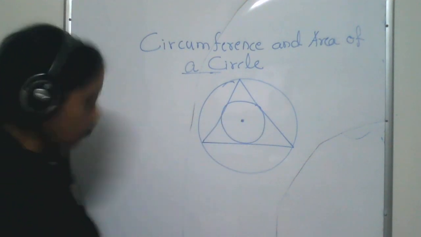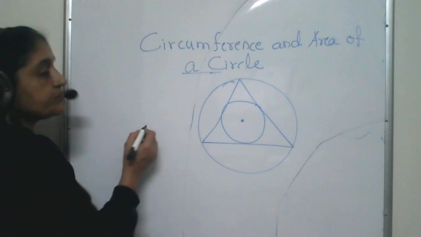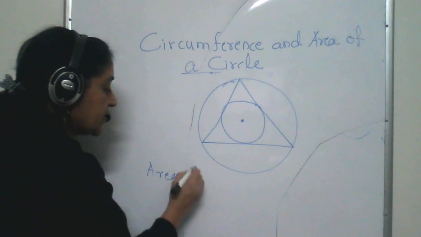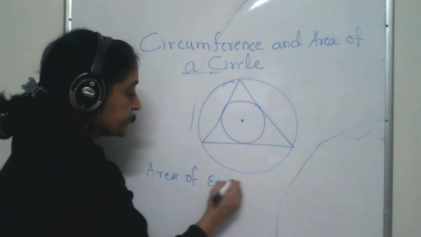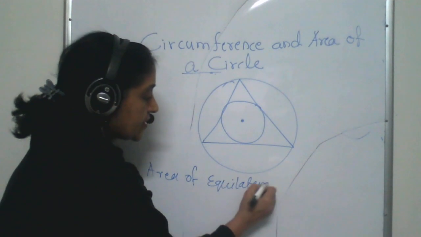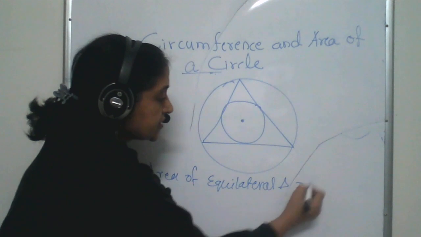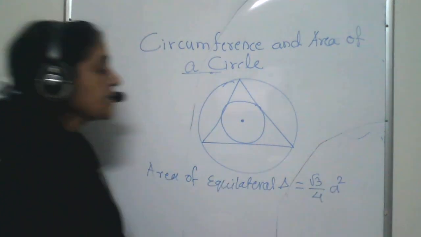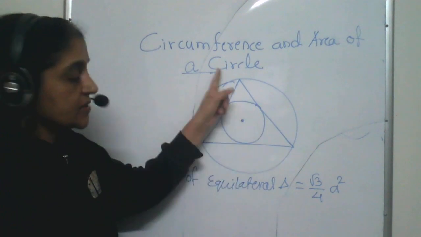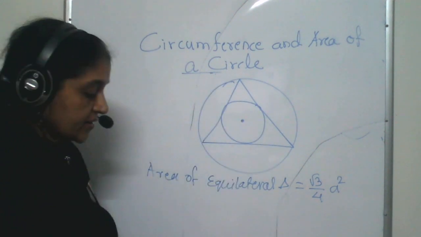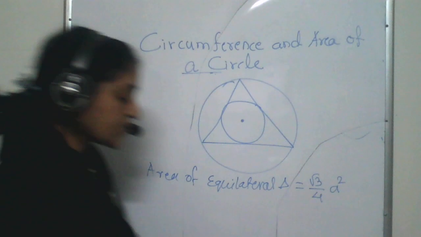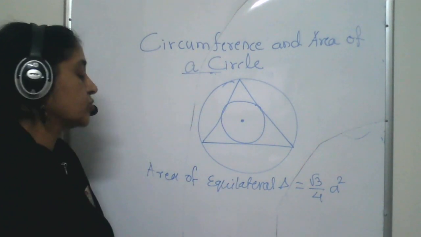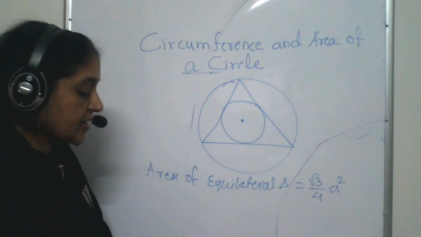Now here also you all know the area of an equilateral triangle. Area of equilateral triangle is √3/4 a square. Now what is a? A is nothing but the side of the equilateral triangle. Why am I telling this? There are some direct answers that we will be able to make.